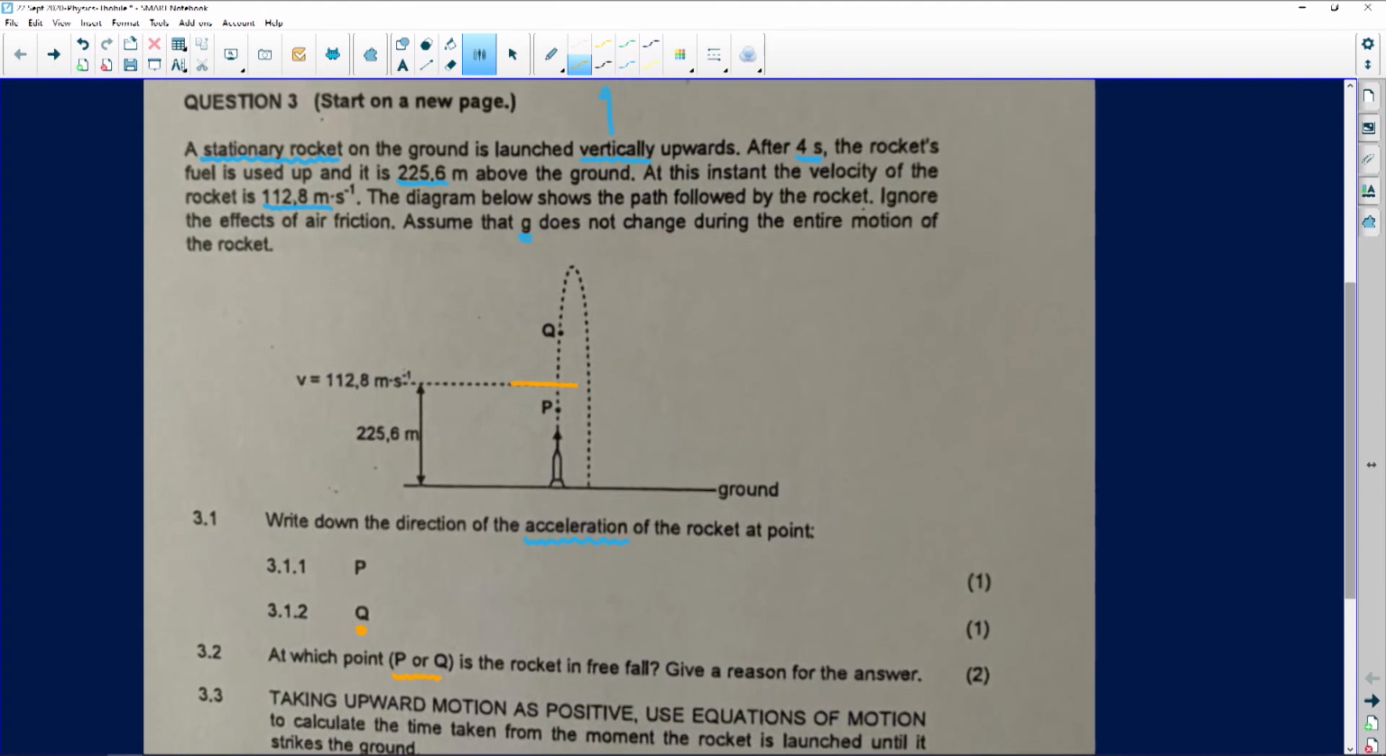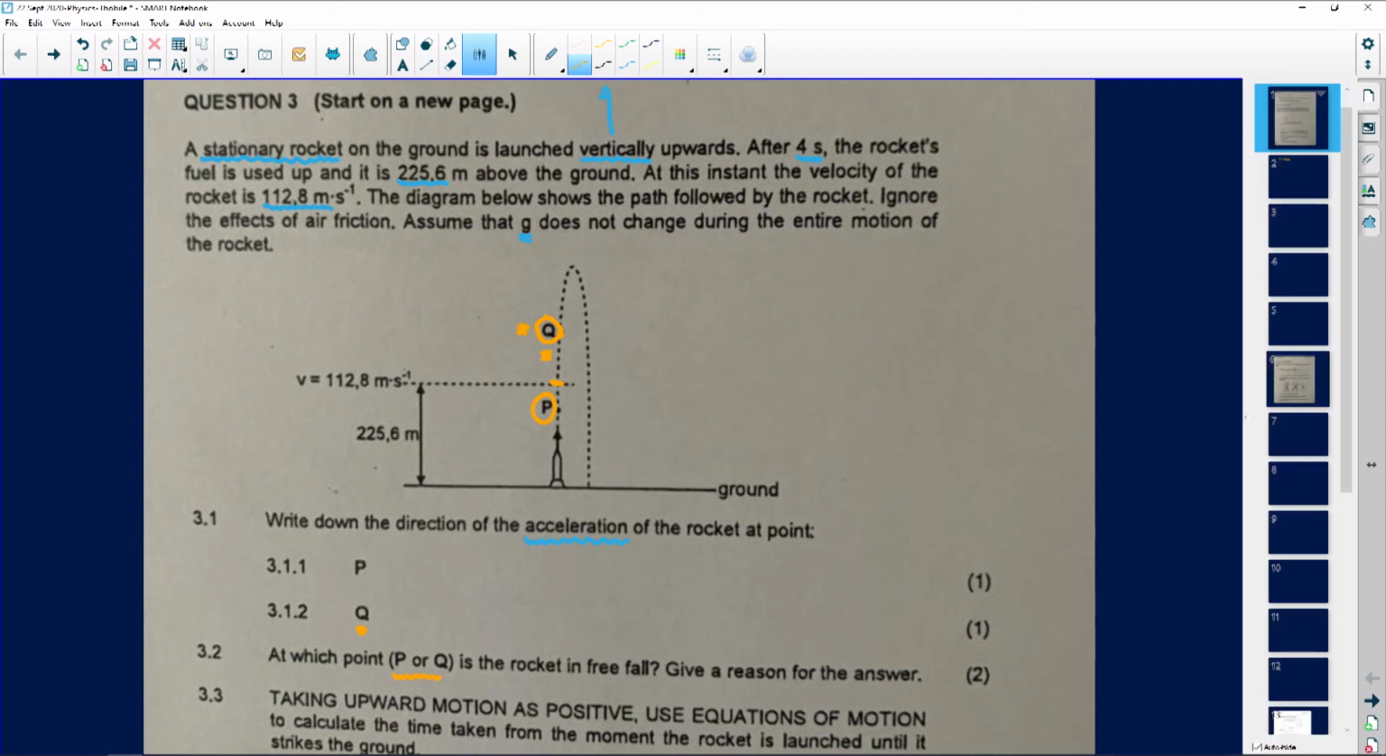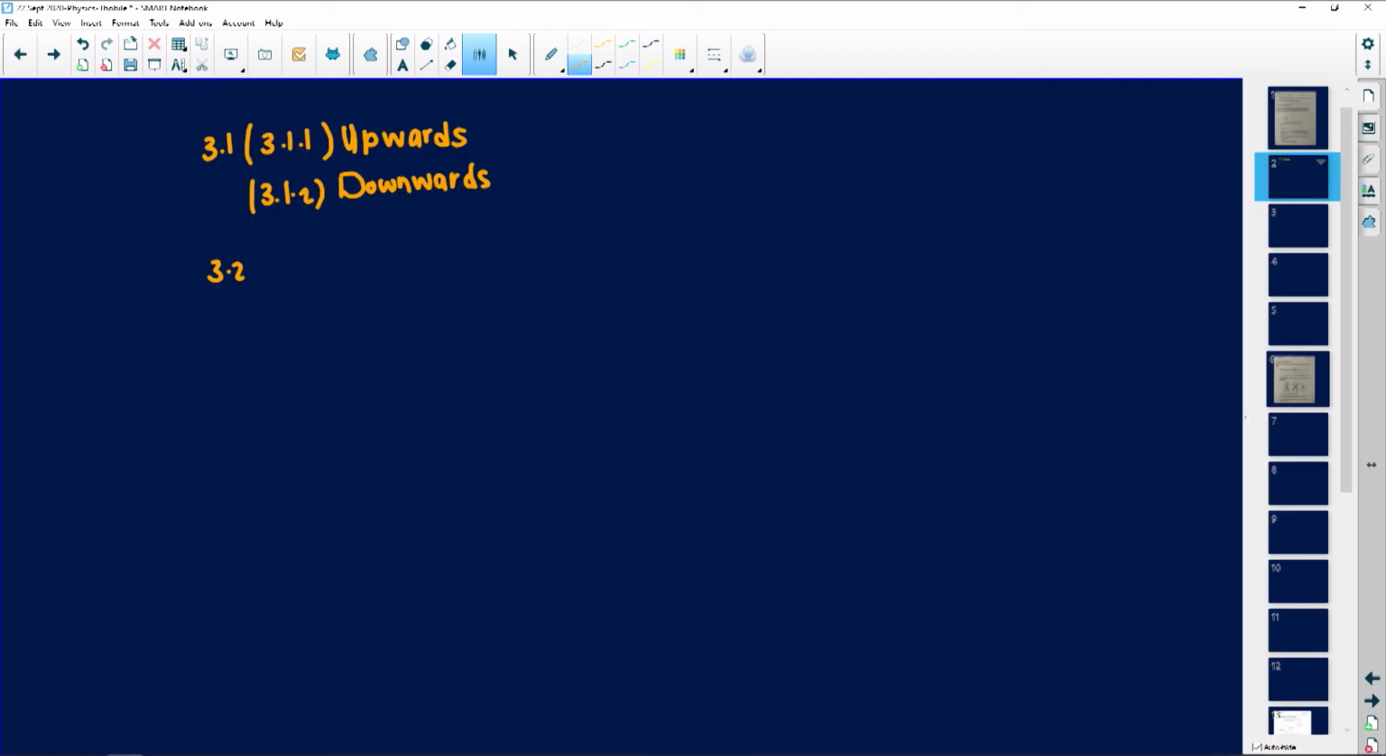So remember, how are we going to analyze this? At point P, the object still had some fuel. At point Q, the fuel ran out, so it does not have any fuel anymore. It must then be in free fall. Remember, when you talk about free fall, we mean the downward movement under the force of gravity alone. So only gravity is acting on that object, and it's not being propelled anymore. So free fall will be at Q because we only have gravitational acceleration acting on that object.